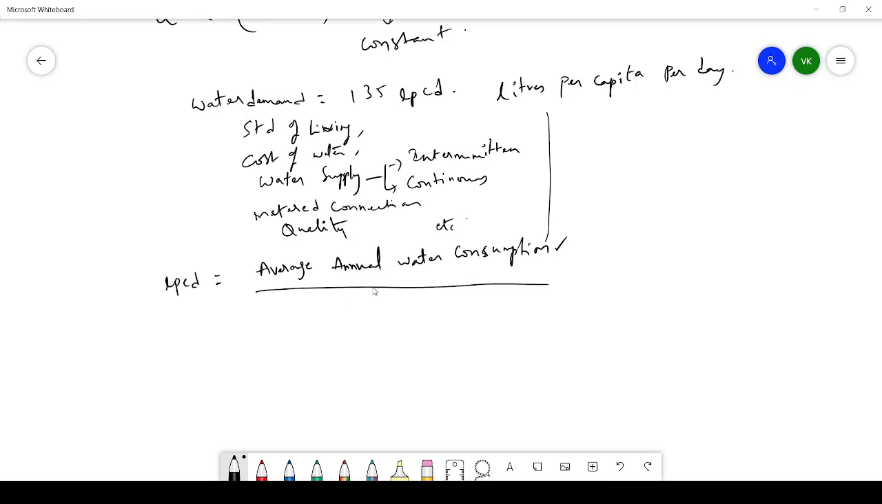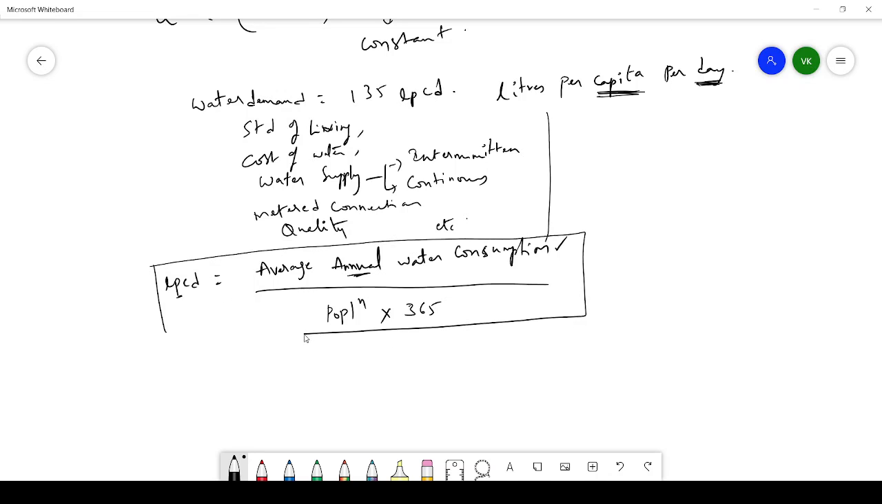If you want to find the water demand per person, you have to divide it by population. Since I have told you per capita, LPCD means liter per capita. Per capita means per person. Population into 365. Why 365? This is annual data, but I want LPCD in terms of days. That's why divide it by 365. Okay, this is the average water demand by one person. But you cannot depend purely exclusively on this one value.